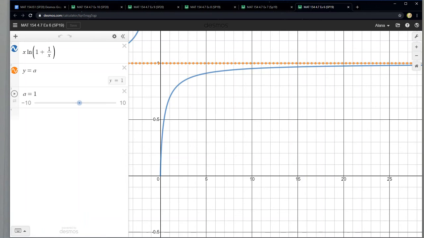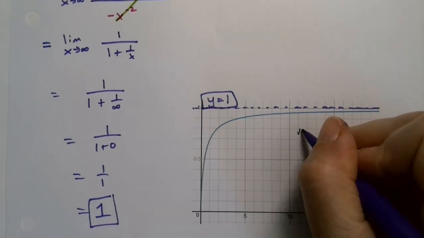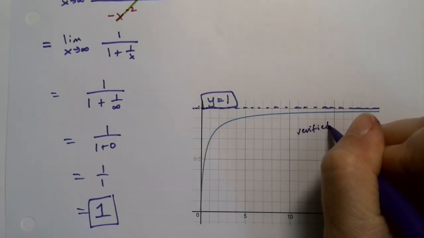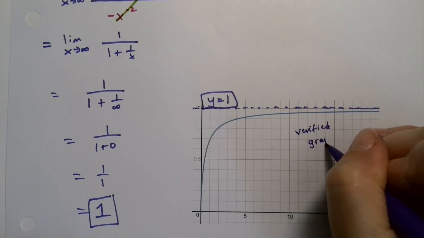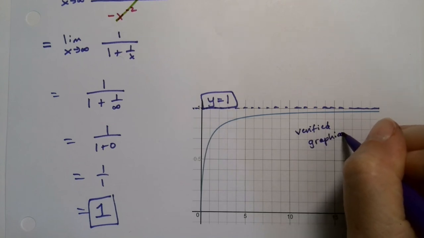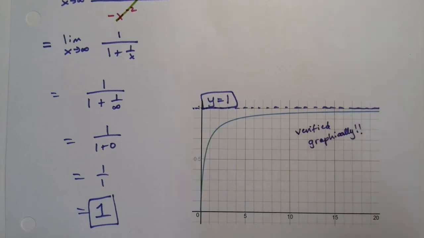So here's my function, x times the natural log of 1 plus 1 over x. And then as x gets larger and larger, you can see that the y value is approaching 1: 0.98, 0.9804, etc. So it's verified graphically. And y equals 1 is actually a horizontal asymptote, in case you're interested.